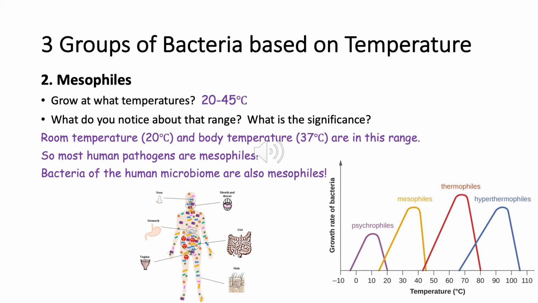The second group of bacteria based on temperature are the mesophiles, and they grow in the temperature range of 20 to 45 degrees Celsius. What's important about that range? Well, the significance is that that's the range that's room temperature. 20 degrees Celsius is room temperature, and it also includes the range of body temperature, which is 37 degrees Celsius. So the bacteria that are human pathogens are mesophiles. They survive best at body temperature. And also the bacteria of the human microbiome are mesophiles. They live inside your body at 37 degrees.